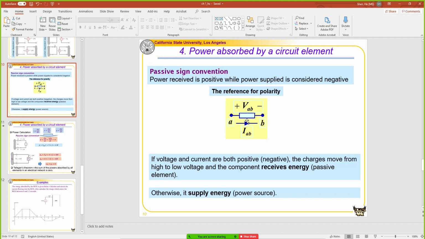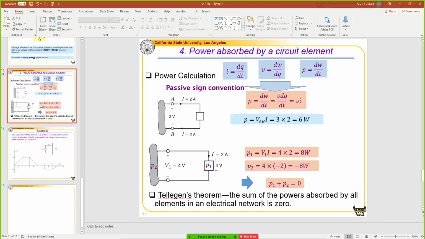So these are all defined by yourself. You define what the reference polarity is, you define what the reference current is. So we'll have examples on that. Then the next question is how do we calculate the power absorbed by a circuit element? Why do I say absorbed? Because we follow the passive sign convention, right? And if we get a negative number, it means it's not absorbed.